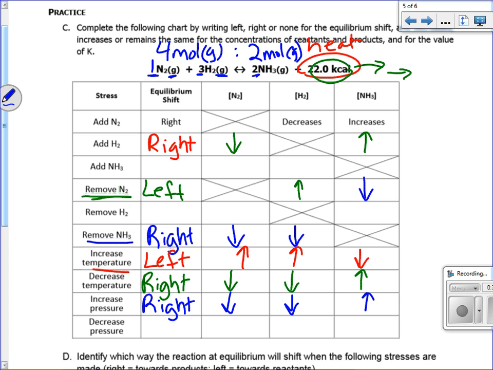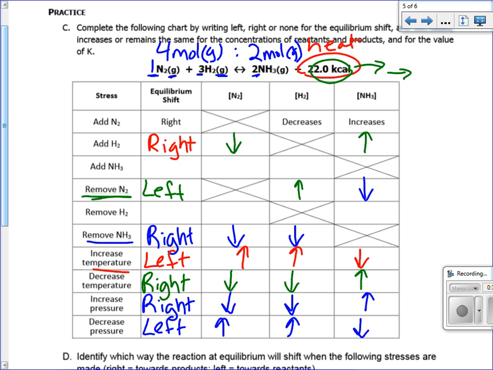Now, if I decrease the pressure, you can assume that reverse is true. I go to the side with more moles of gas. So if you decrease the pressure, it goes the other direction. So it would be less, correct. So our reactants will increase and our products will decrease.